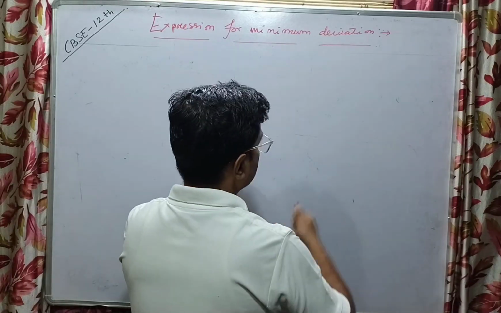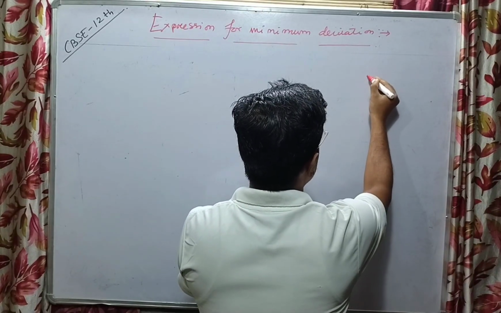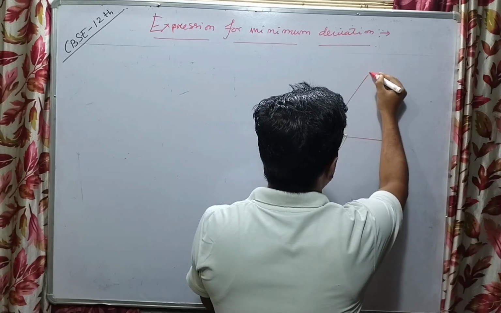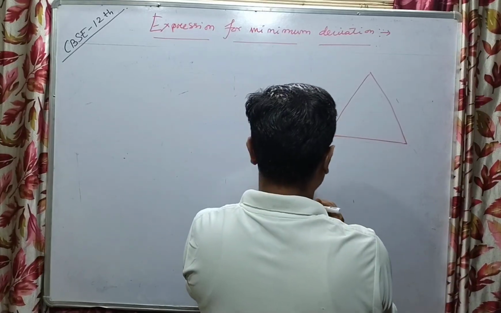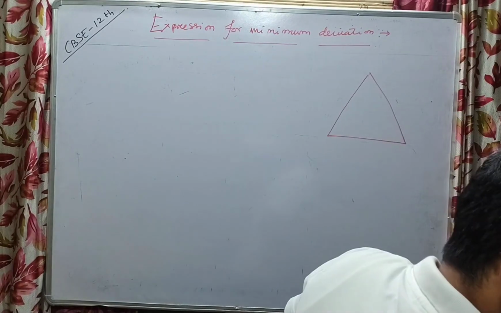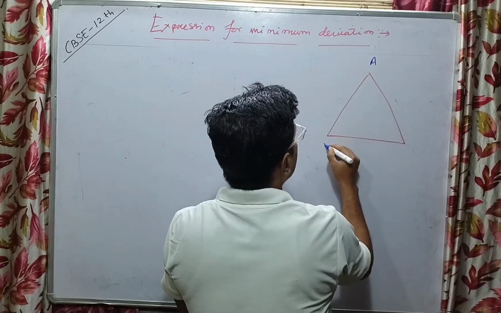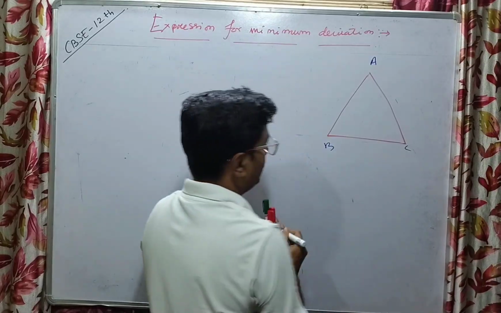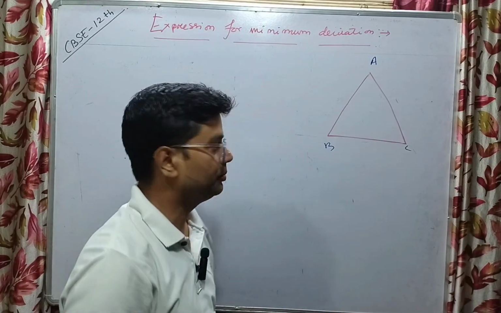Suppose students, consider a prism ABC. A, B, C are the angles of the prism.